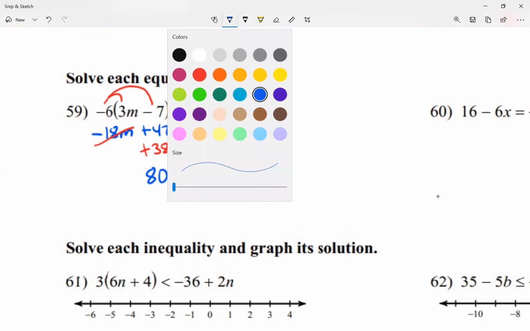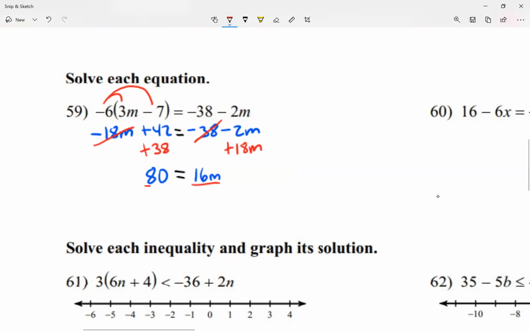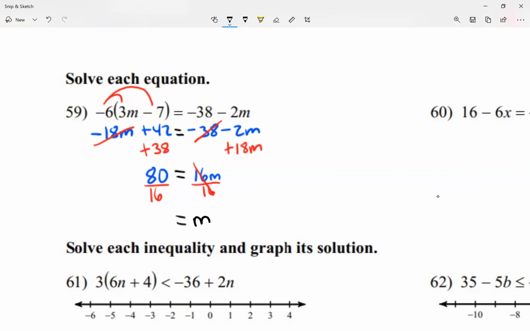Now to finish this, let me divide by the number in front of m. In this case, let me divide by 16. So there's my equal sign. On the right side, I'm just going to have m by itself. On the left side, 80 divided by 16 is 5. So m equals 5. So remember, first thing is get rid of parentheses. Combine like terms on each side if possible. Move letters to one side, numbers to the other. And lastly, divide by the number in front of the letter.